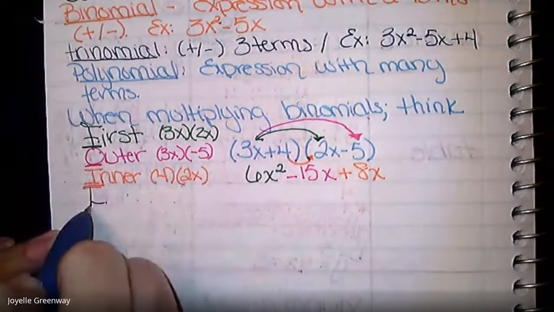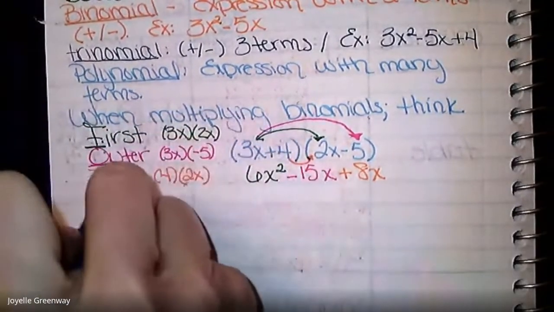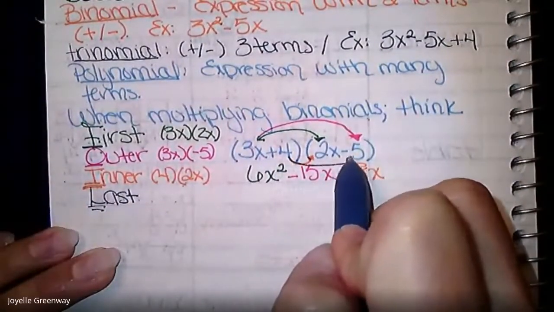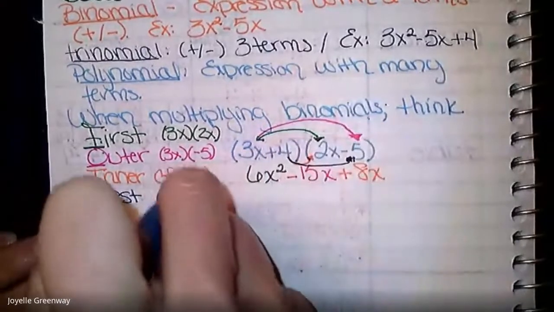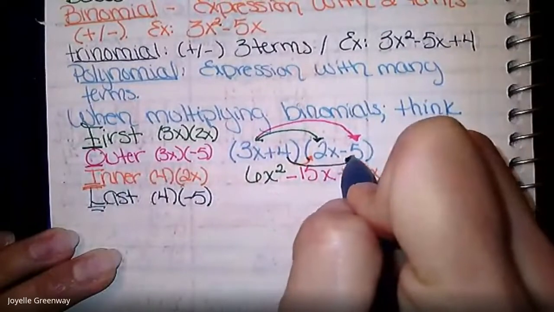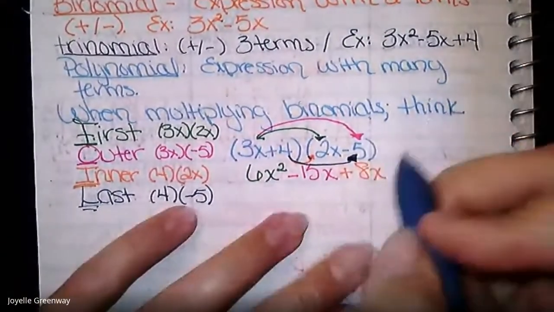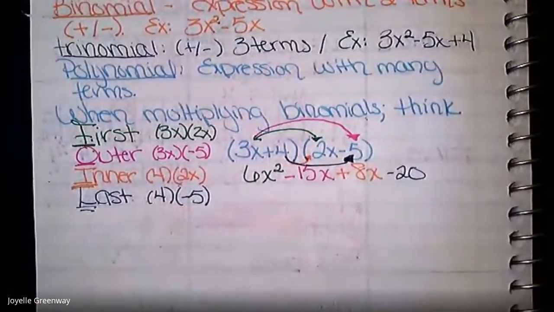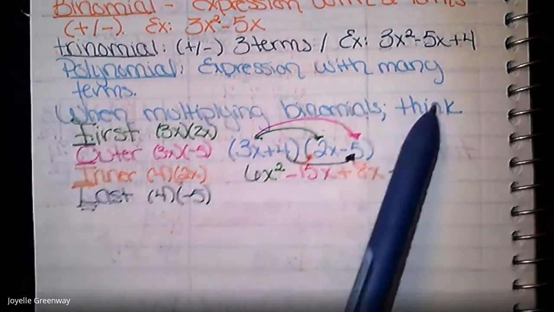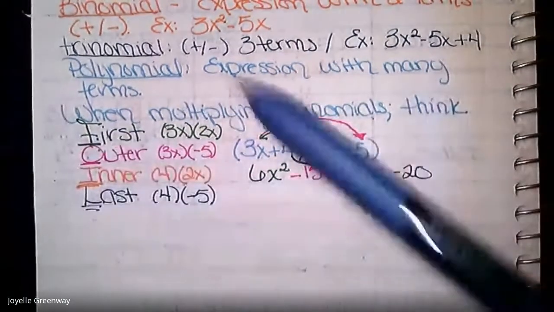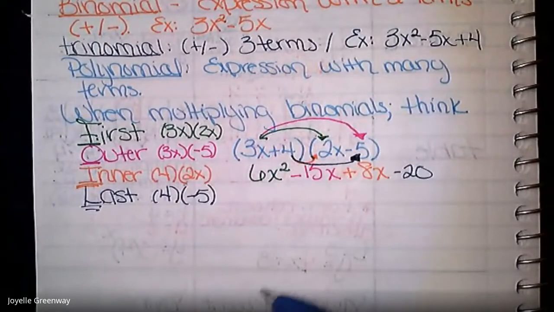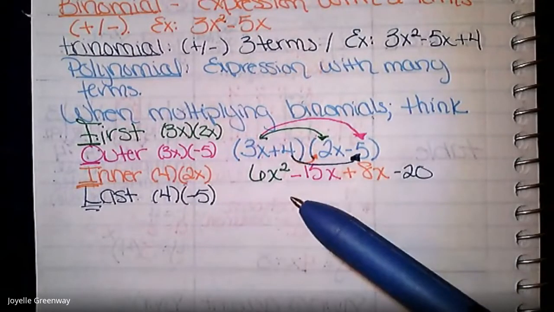And then the L stands for last. So now I do 4 times negative 5. And 4 times negative 5 is negative 20. Okay? So when you're multiplying binomials, think FOIL. First, outer, inner, last. And you're multiplying those terms by each other.